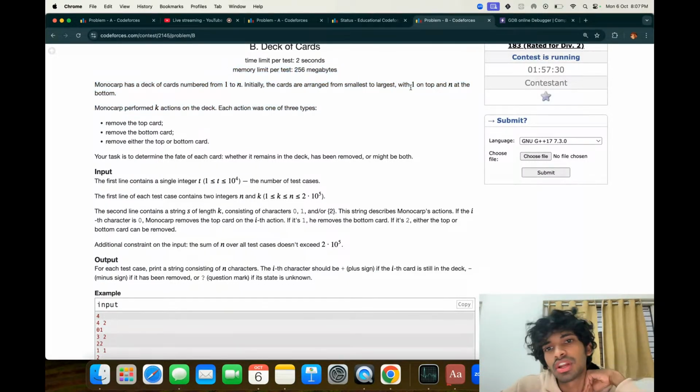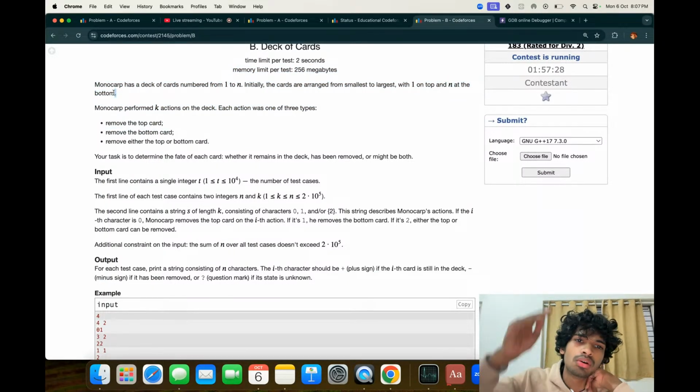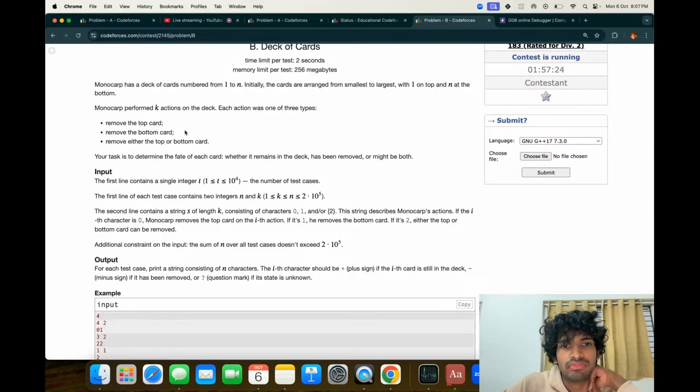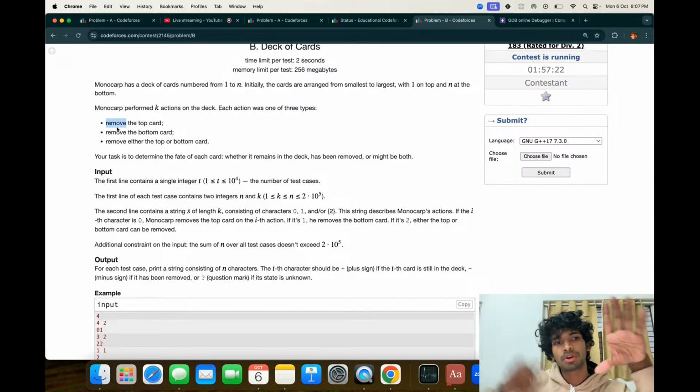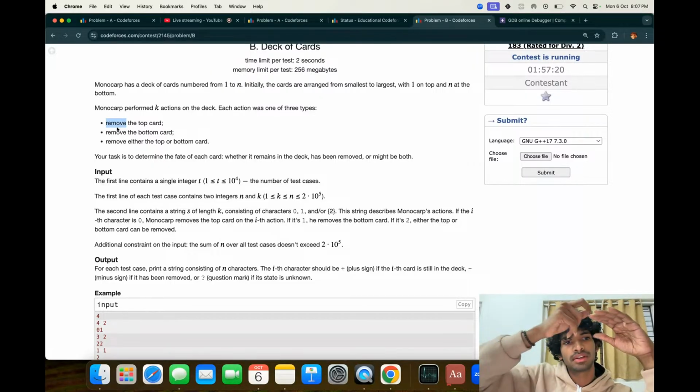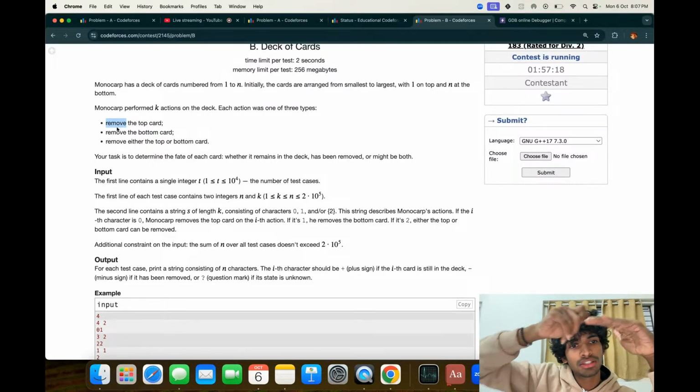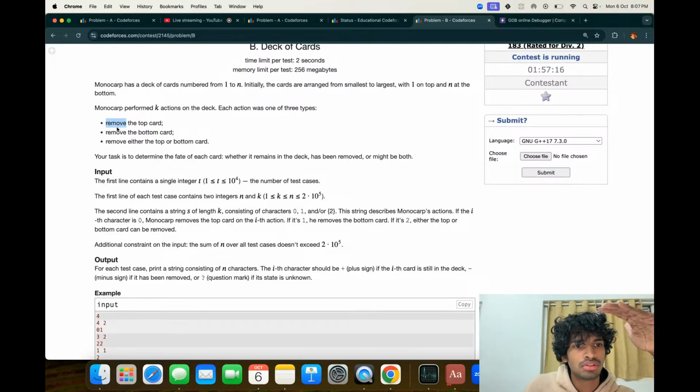Smallest to largest with one on top and n at bottom. Okay, 1 to n, we have k actions on the deck. Each action was one of those three: remove the top card, remove the bottom card, or remove either the top or bottom card.